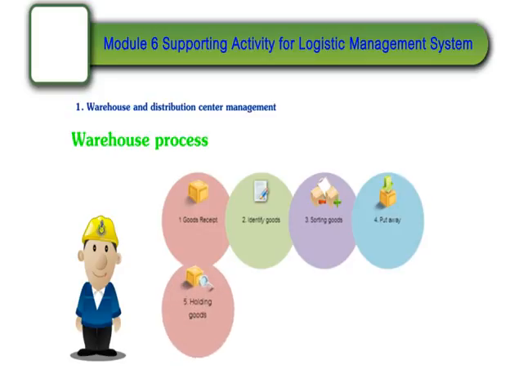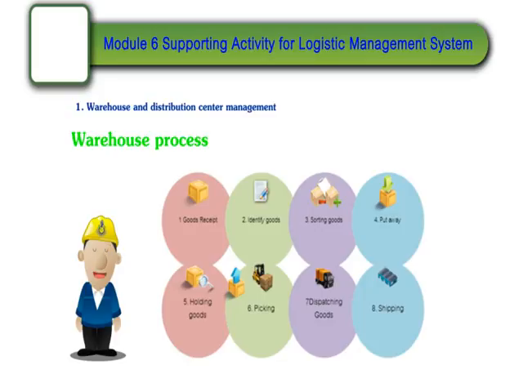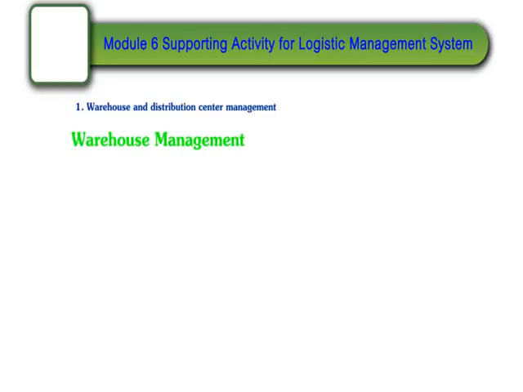Number 4, holding goods. After product is put away, goods are kept in storage and under proper protection until needed. Number 5, picking. Items required from stock must be selected from storage and brought to a marshalling area. Number 6, dispatching goods. Orders are packaged, shipping documents are prepared, and goods are loaded on the vehicle.